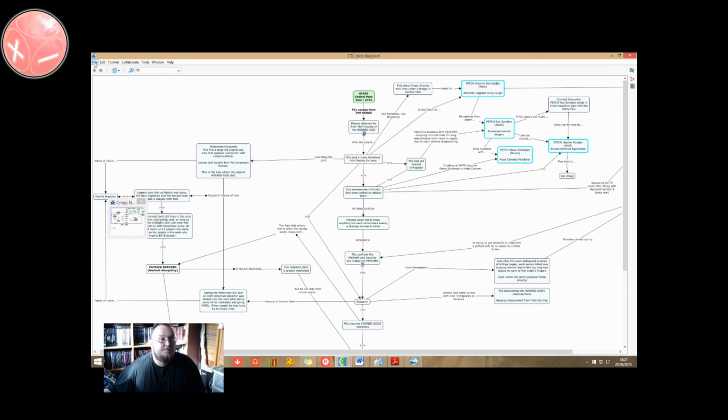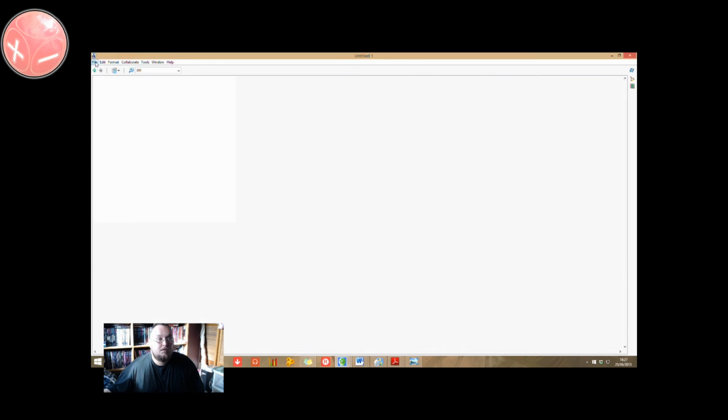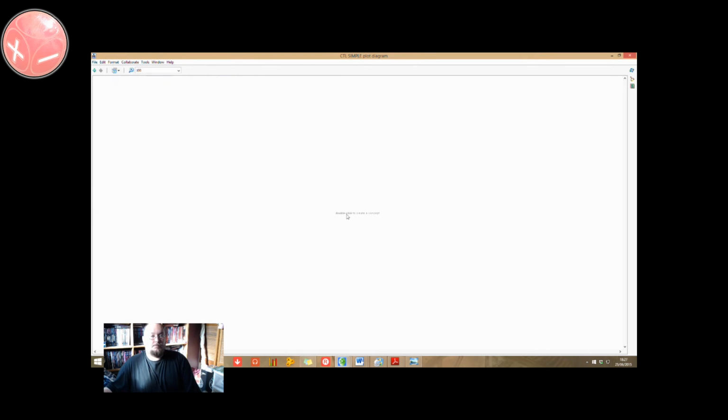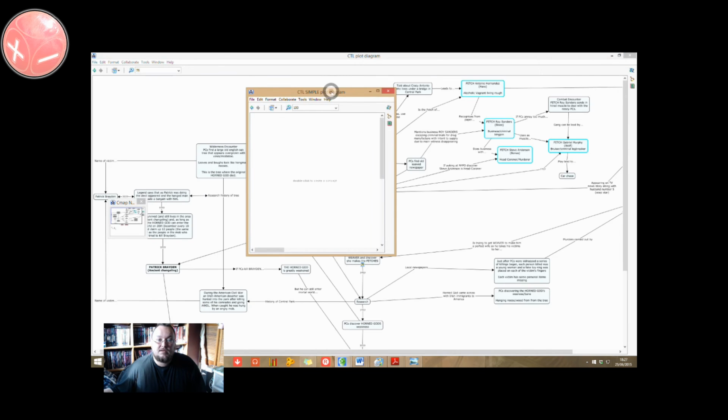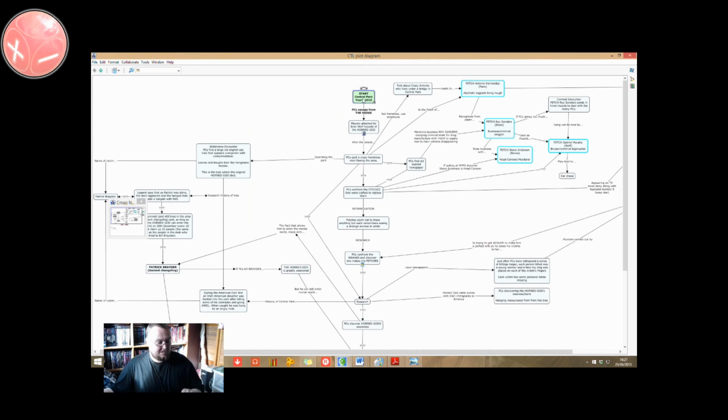So what I'm going to do is start a new map, which I'm going to save as, I'm going to call CTL Simple Plot Diagram. There we go. And now I'm going to shrink that down a little bit. I'm going to look at the bigger diagram and take the bits I want from that.